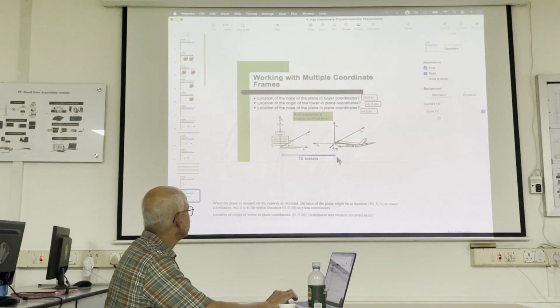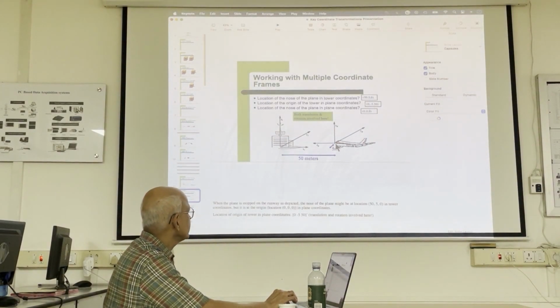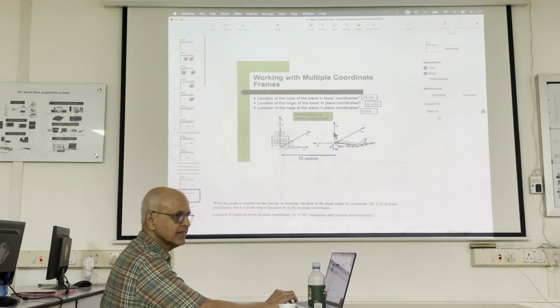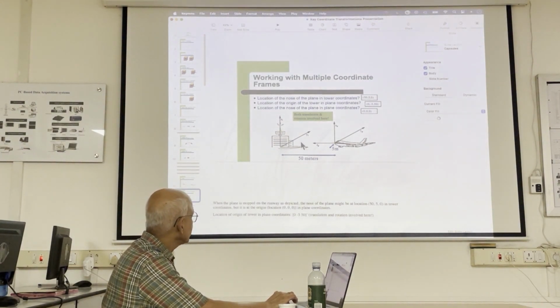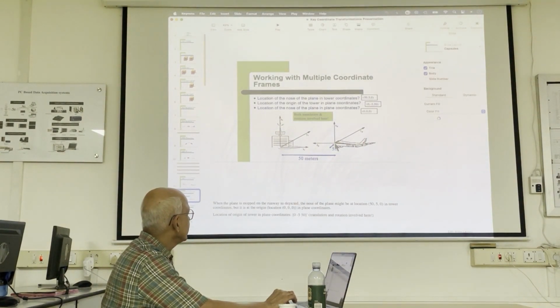And he's given some numbers here. 50-meter shift this way, 5-meter shift this way. And right now the plane is on the ground, so there is no shift in the vertical direction. Let me repeat: 50-meter shift this way, 5 meters from here to here, and then no shift.